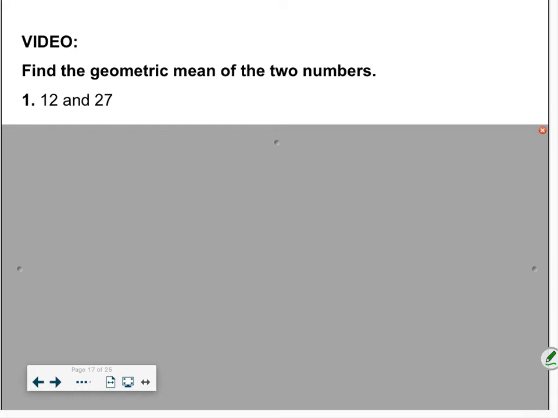I would like you to try to find the geometric mean of these two numbers. Please stop the video, give it a try, and bring your answer into class tomorrow.